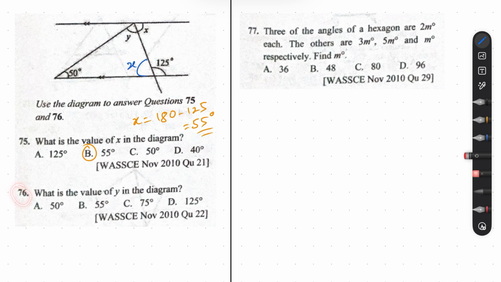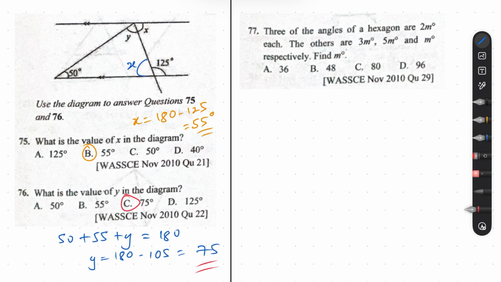It says, what's the value of y in the diagram? Now we can easily find y because the sum of angles in the triangle add up to 180. So 50 plus y plus x should give us 180. And we know the value of x to be 55. So that means 50 plus 55 plus y is equal to 180. So y will give us 180 minus 105, which is 75. So that is our answer, which is C.